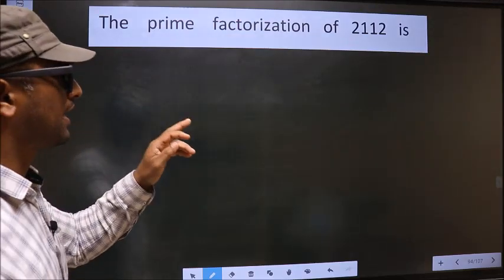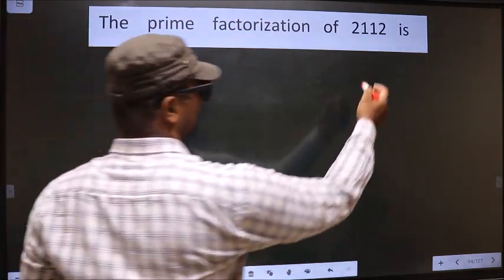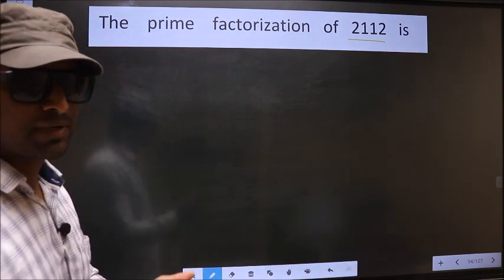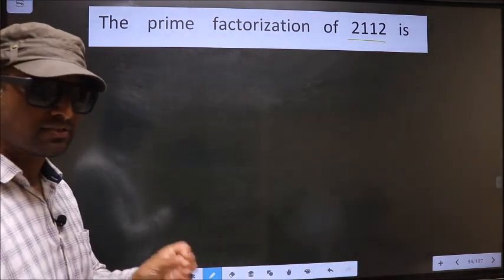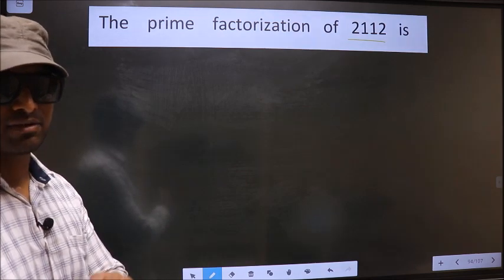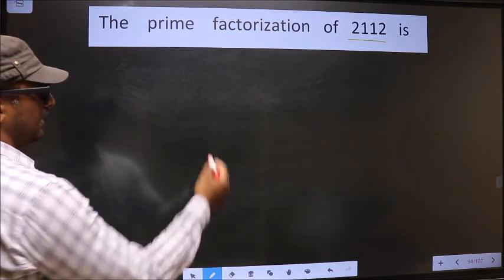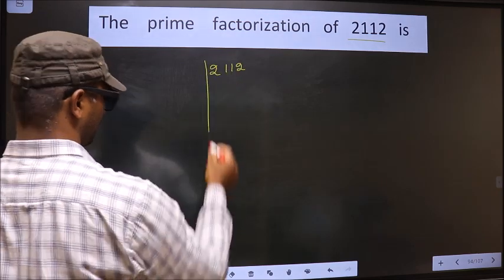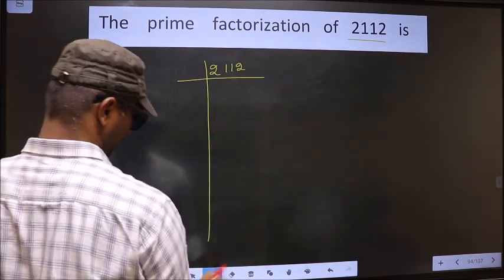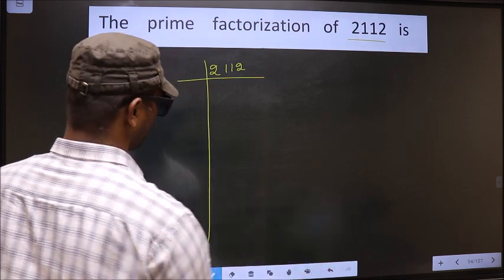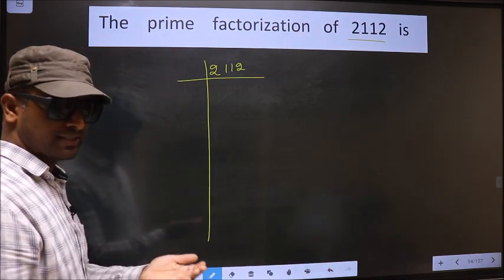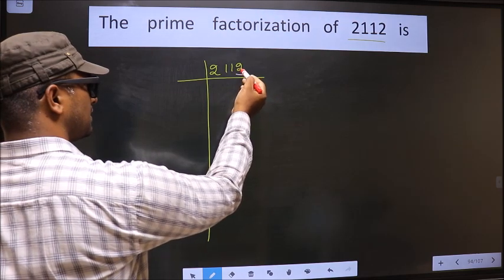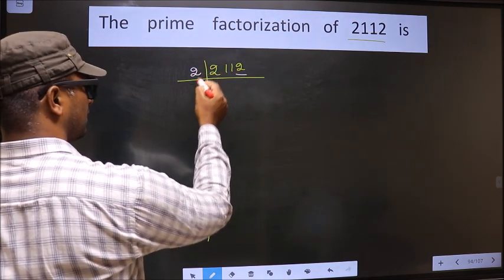The prime factorization of 2112 is... to do prime factorization, first we should frame it in this way. See, that is 2112. Okay, next. For this number, the last digit is 2, which is even, so we take 2 here.